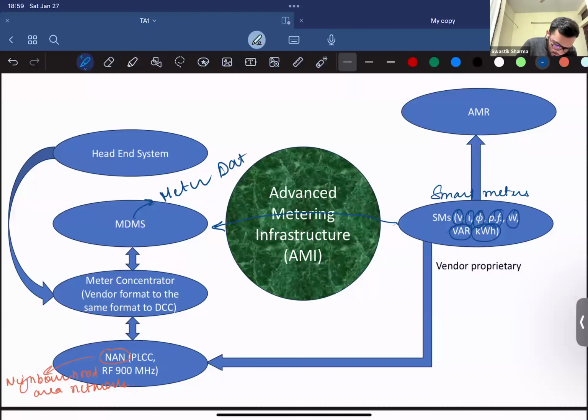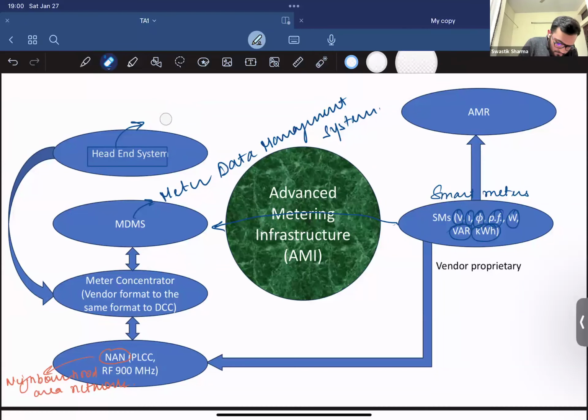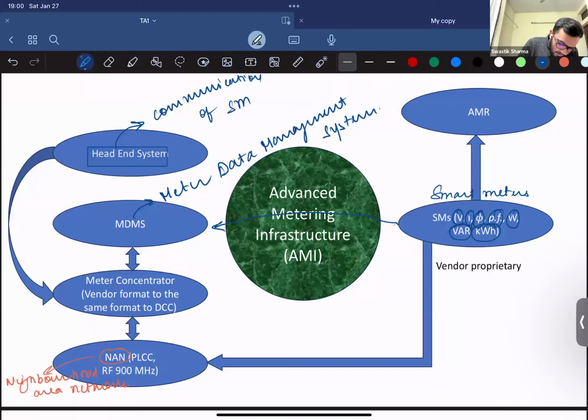which houses the head-end system, which oversees the entire operation of communication of smart meters with the MDMS.